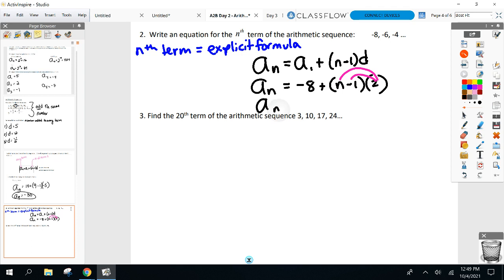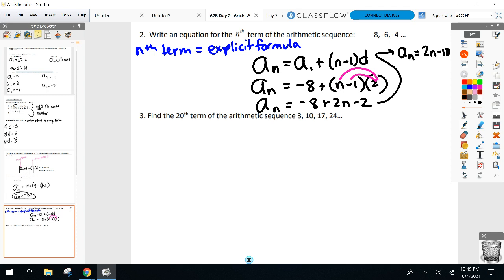So A subscript n equals -8 plus, go ahead guys, what do you have here? Plus 2n minus 2. I still don't like it. -2 and -8. Yep. So my formula is going to be A subscript n equals 2n minus 10. That is how you find any term in this sequence.